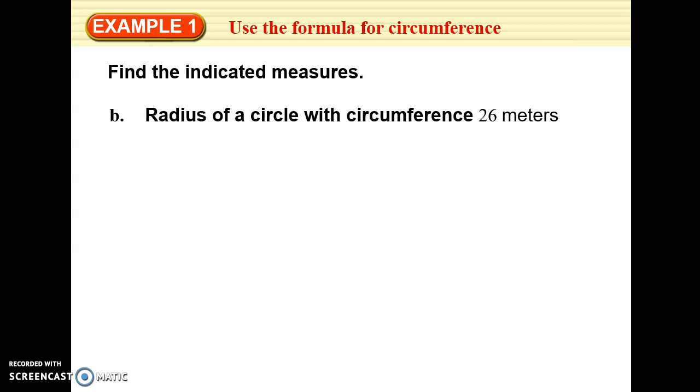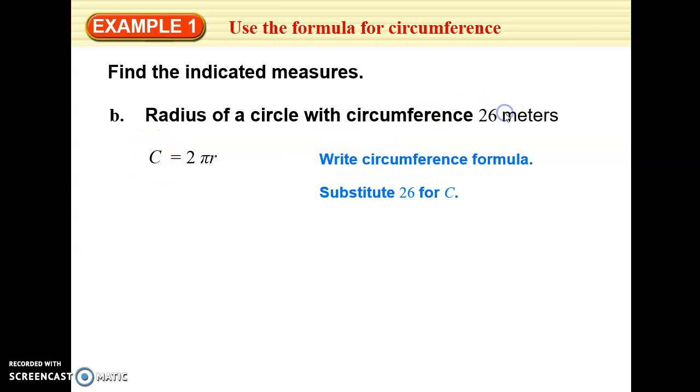We have the radius of a circle with circumference 26 centimeters. Okay? We need the radius. Let's make the substitution again in the same formula. But now it's kind of different because we have the circumference. That means that letter C will be 26. Then we only have to solve for r.